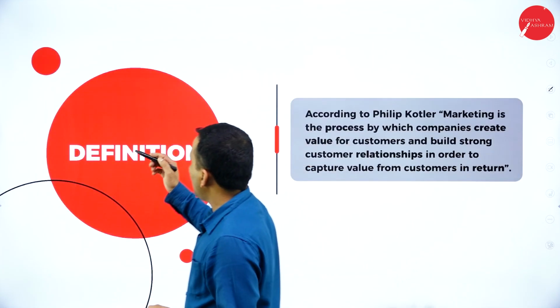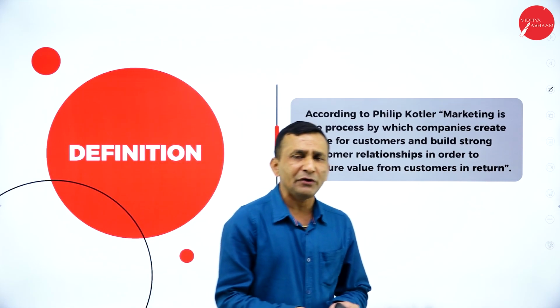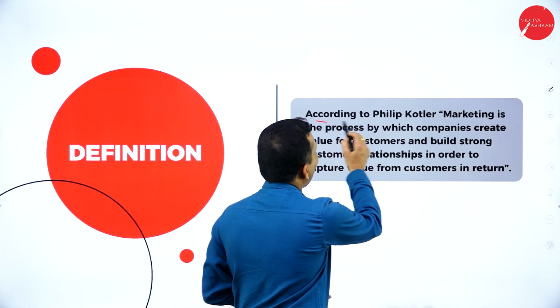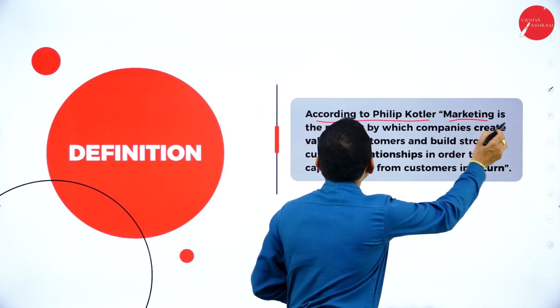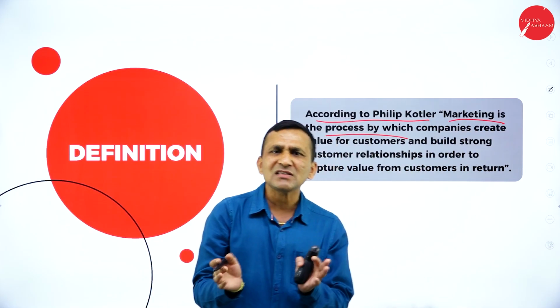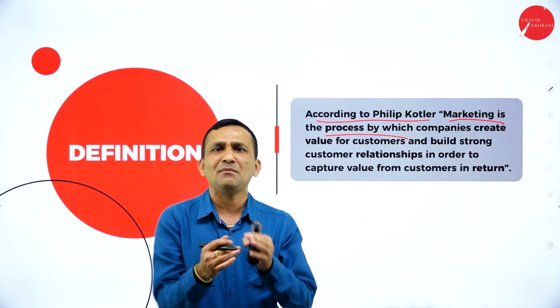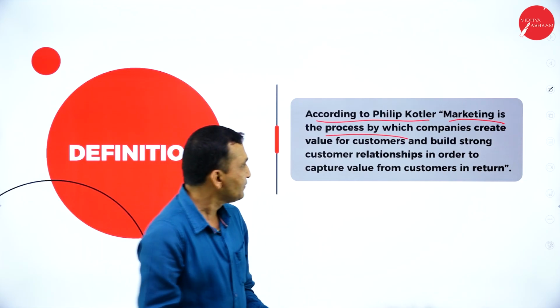About the definition, according to Philip Kotler, the father of modern marketing, marketing is a process, not only one process. There are a number of processes involved in marketing.